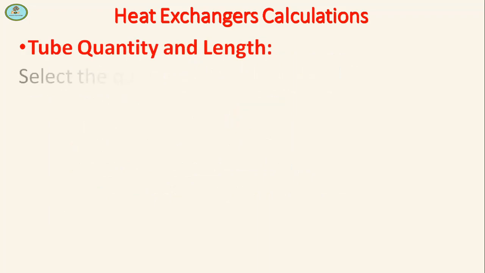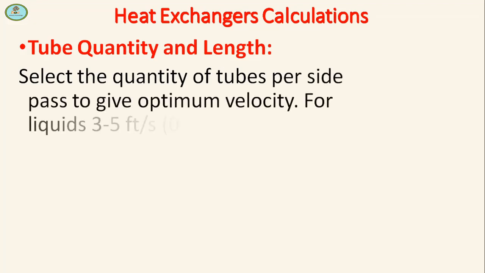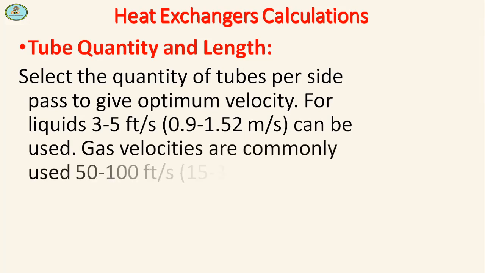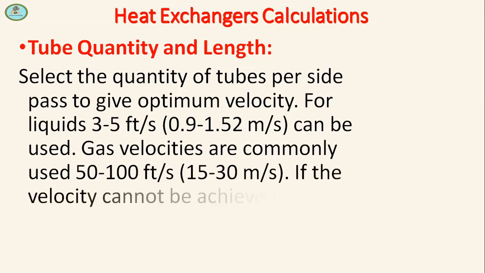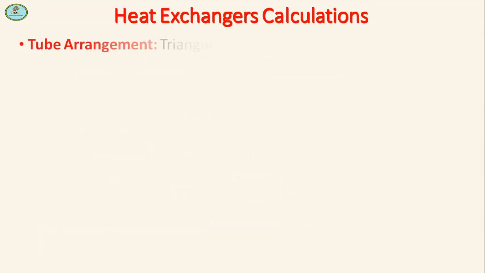Select the quantity of tubes per side pass to give optimum velocity. For liquid, 3 to 5 feet per second, 0.9 to 1.52 meters per second can be used. Gas velocities commonly used are 50 to 100 feet per second. If the velocity cannot be achieved in a single pass, consider increasing the number of passes. Tube arrangement.